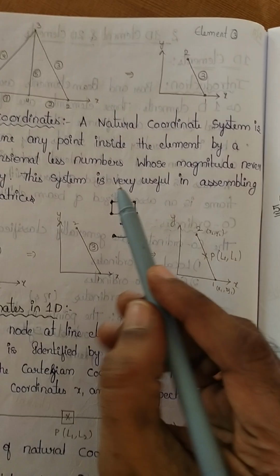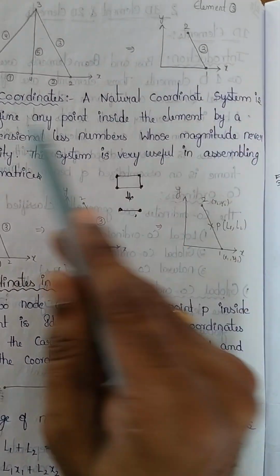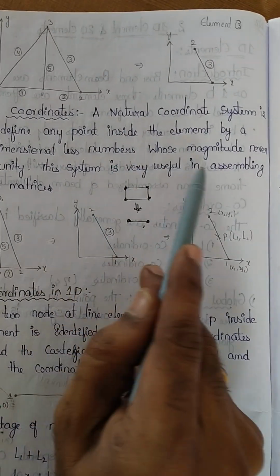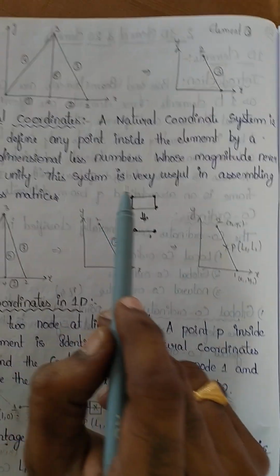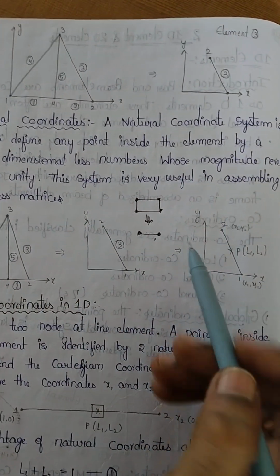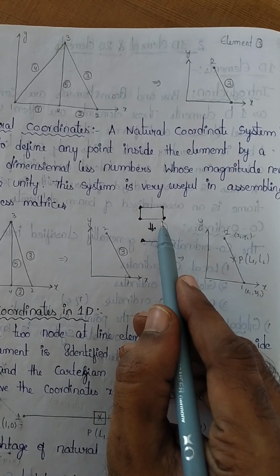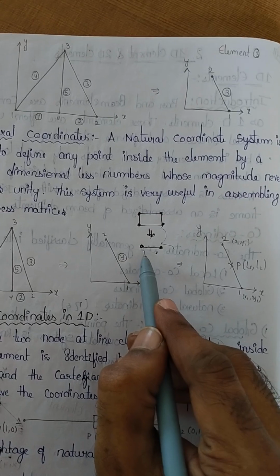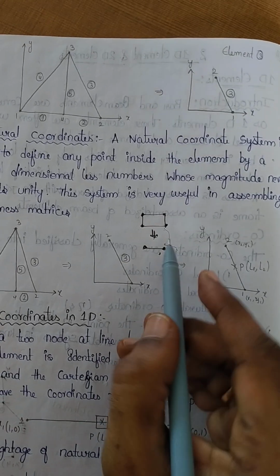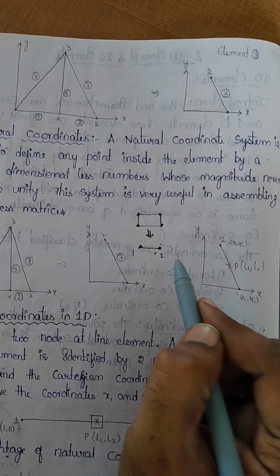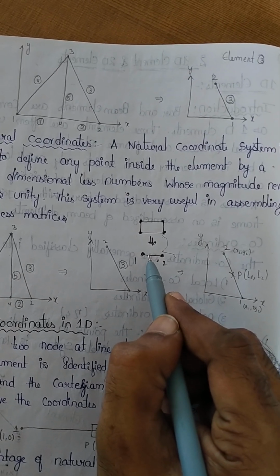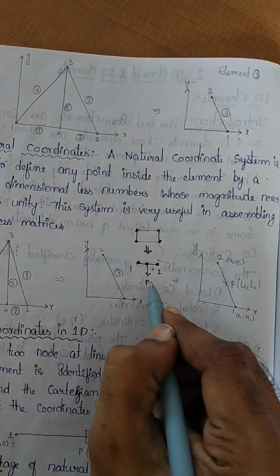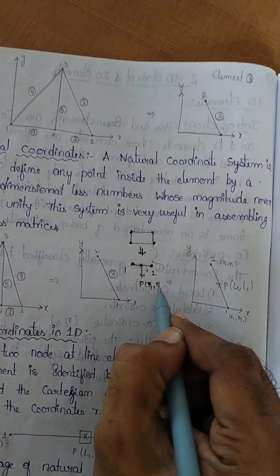Okay. Now coming to the natural coordinate system. A natural coordinate system is used to define any point inside the element by a set of dimensionless numbers whose magnitude never exceeds unity. This system is used in the assemblage of matrices. After dividing the parent element into sub-elements, here we represent it as a line element. In this line element, this is the first node and this is the second node, and we need to identify a point inside the element. Let us take it as P. This point will be P. These coordinates will be zeta comma neta.